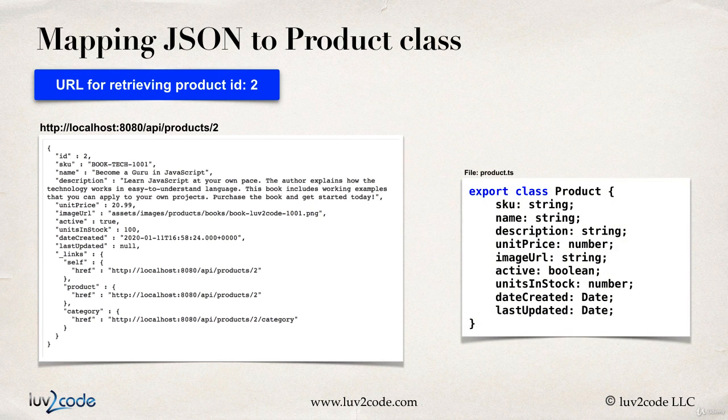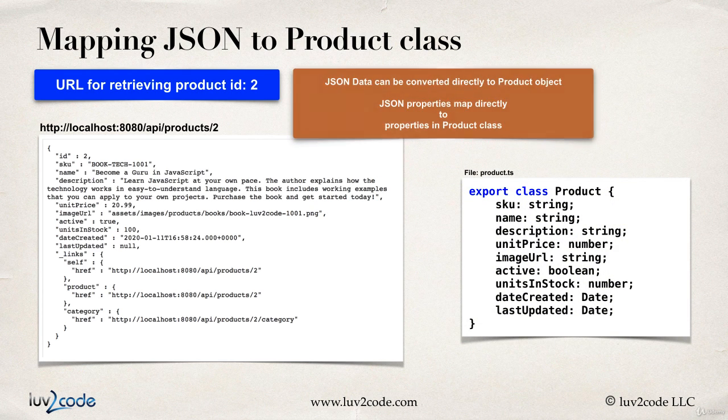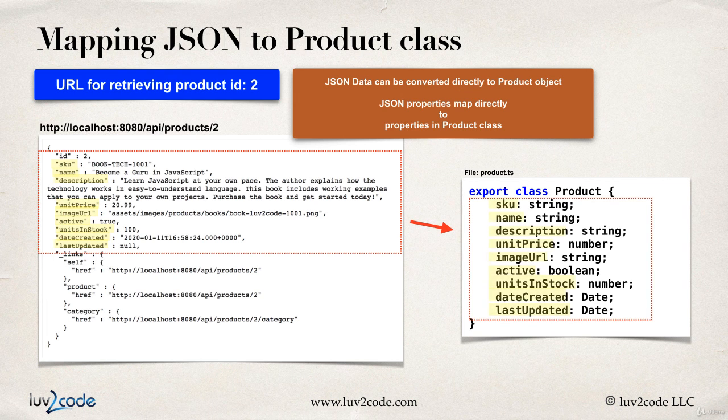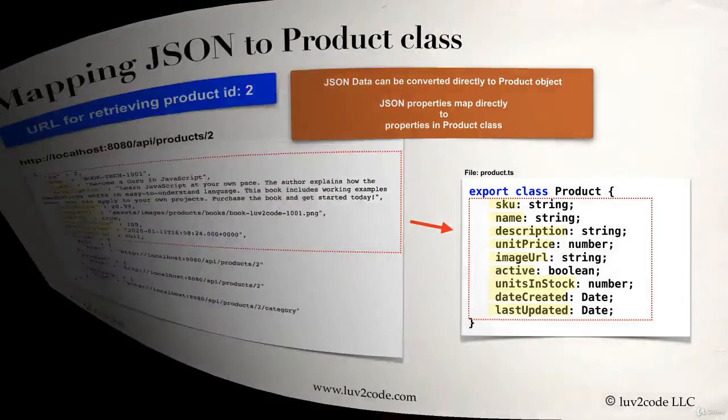And over on the right-hand side, we have our product.ts class. So this JSON data can be converted directly to the Product object. So the JSON properties map directly to properties in the Product class. So here's our JSON. Note the items here that are highlighted. Then this converts over to the actual Product. And again, matching directly on those given property names. And so note here, there's no underscore embedded. There's no additional interface or mapping that we need. We can kind of go one-to-one here.